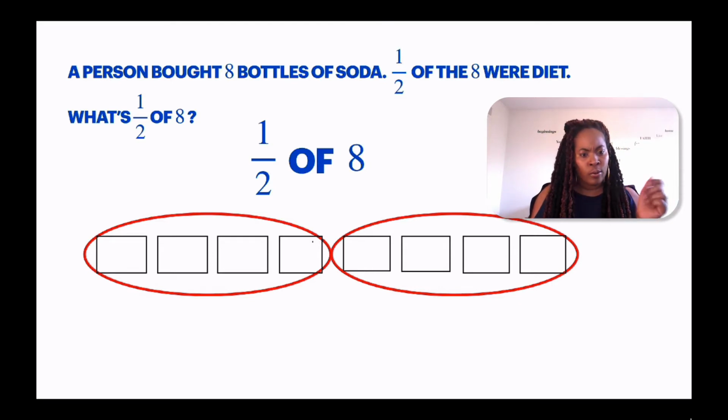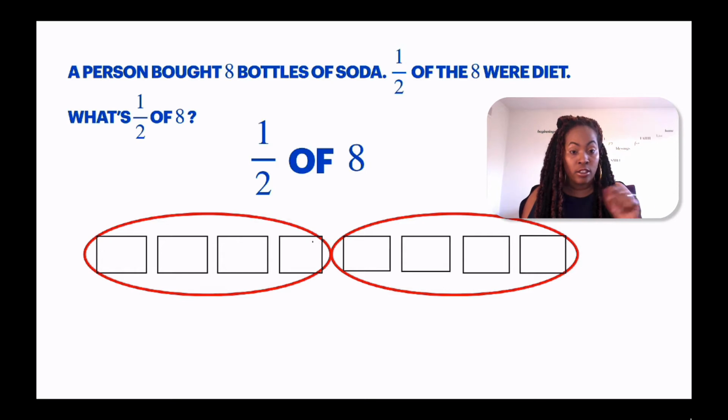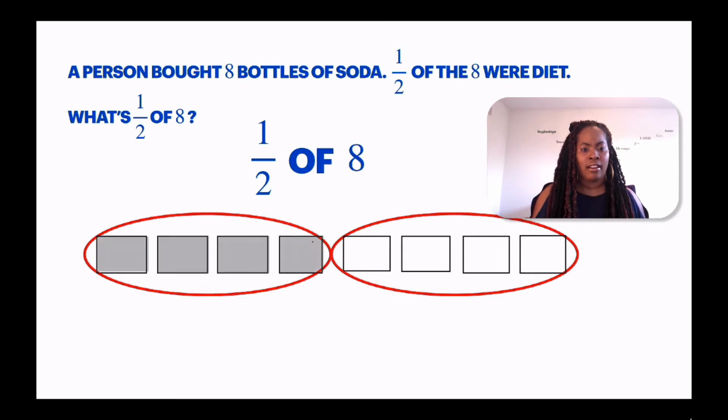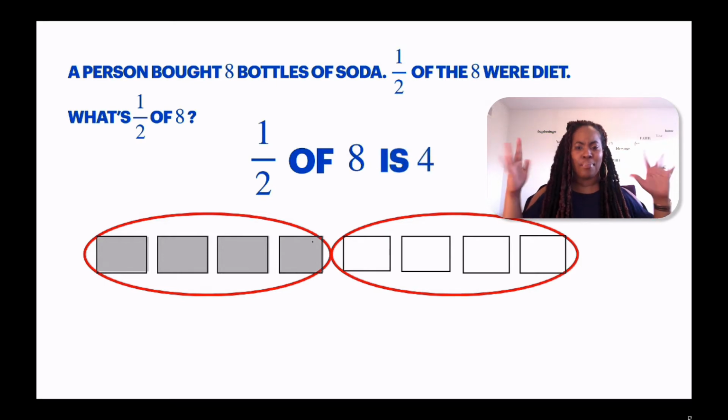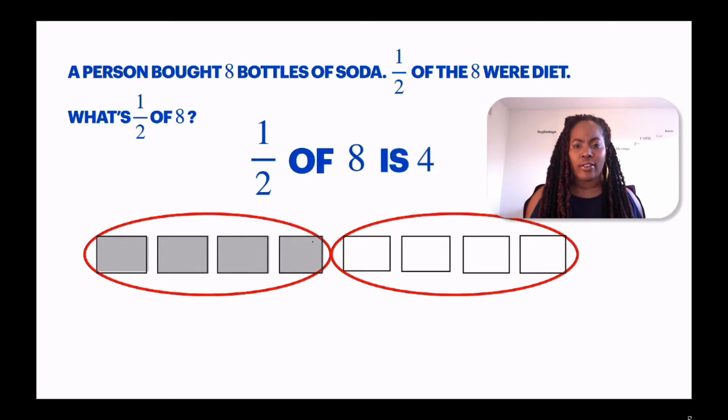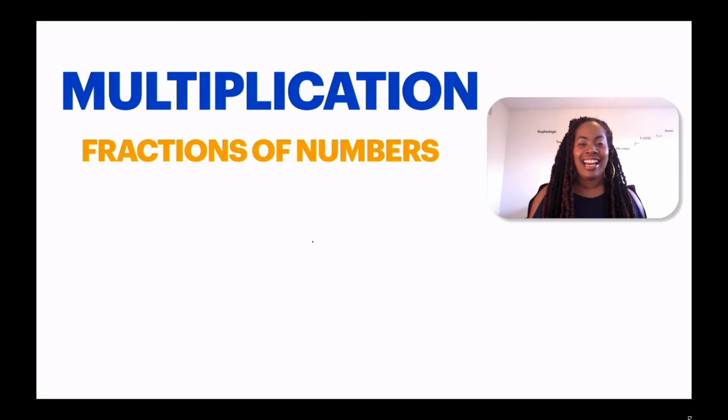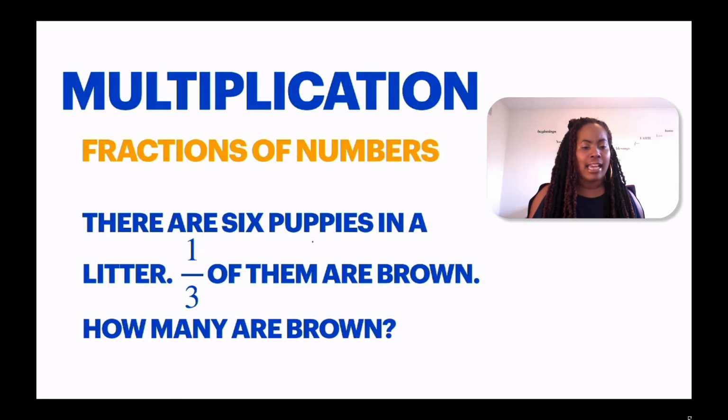Well, if we were to shade in that 1 circle area, then we end up with 4 inside that one circle. So we can conclude that 1/2 of 8 is 4. Beautiful. Now let's try another example, and another real world application at that.